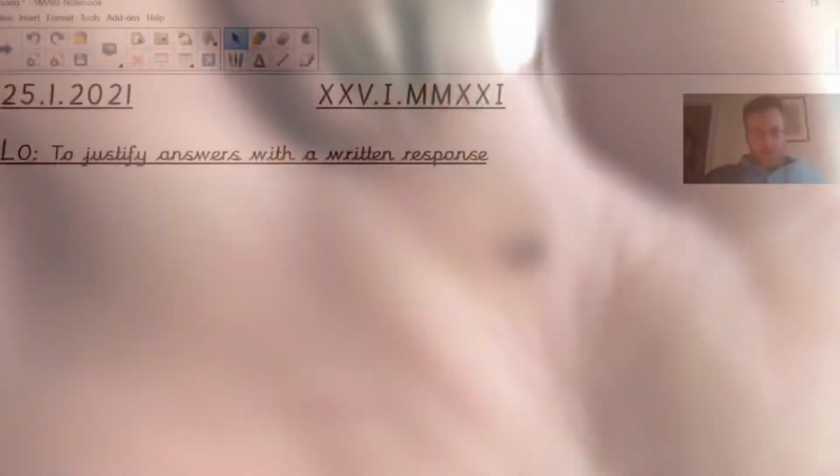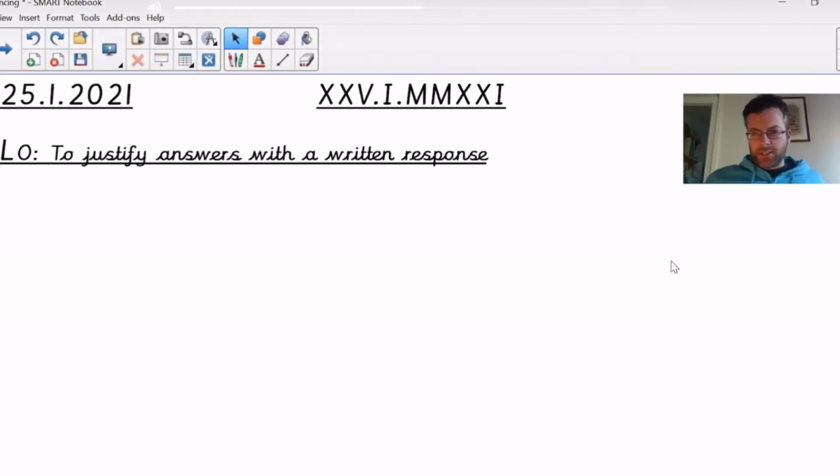Today we are going to be looking at justifying answers with a written response in maths, so a little bit of writing within our maths lessons. The best way to do that is just to get into the screen and we can get going. Okay, let's go. So, justifying answers with a written response.